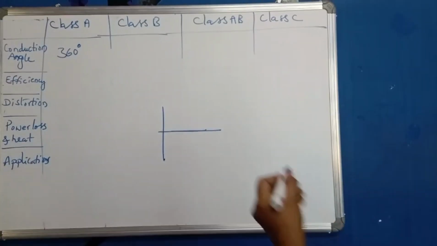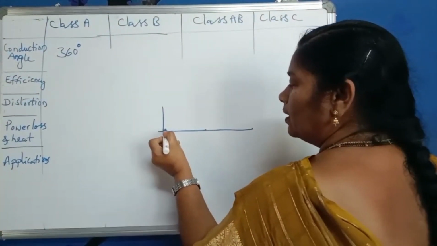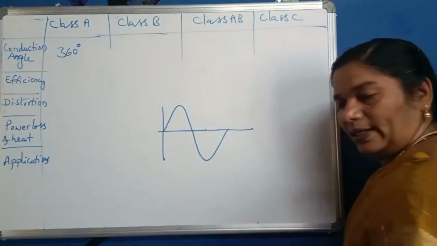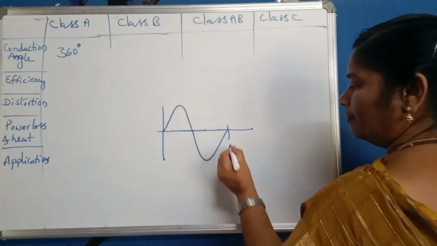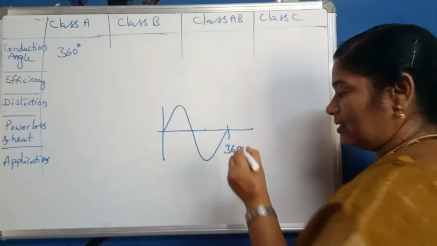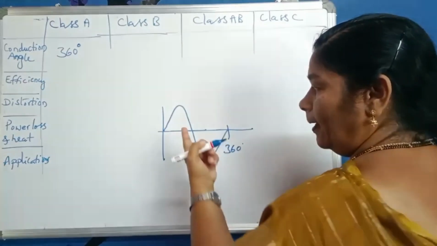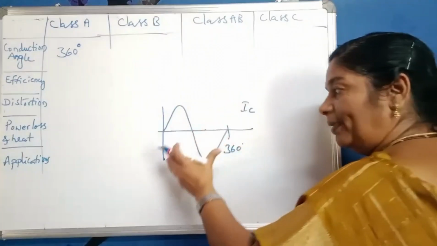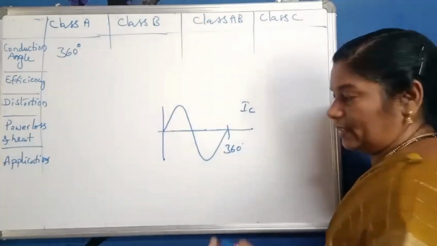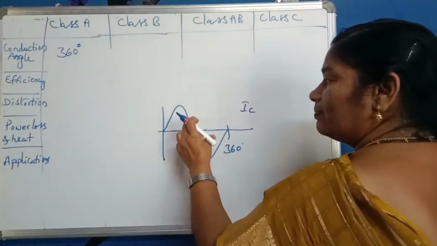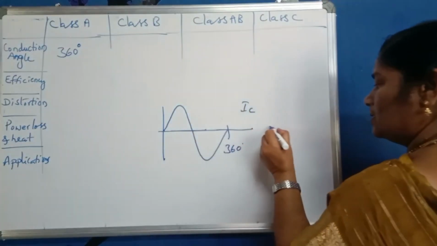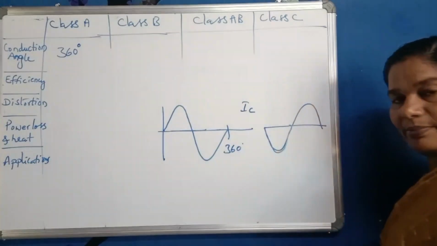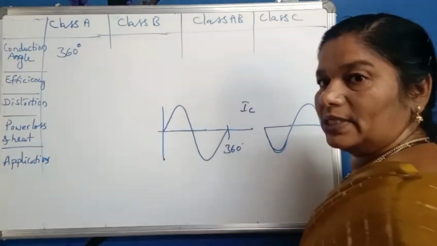Now you can observe that the input signal has both a positive half cycle and a negative half cycle. This is up to 360 degrees. Here the biasing is selected in such a way that the output current IC will flow for the complete 360 degrees of the input signal. So you can observe that there is no signal loss in the class A power amplifier. This is the output of the class A power amplifier. Here you can observe there is no signal loss.